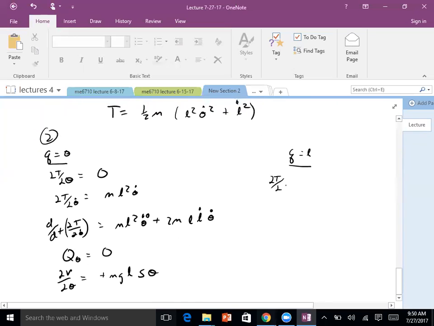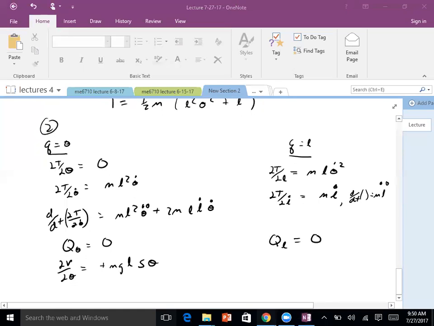Now I take the derivative with respect to L. I get the partial of T with respect to L, so it looks like I get m L theta dot squared. I need the partial T with respect to L dot, which is m L dot, and then the ddt of that thing is m L double dot. My Q sub L equals 0, and the partial of V with respect to L is going to be minus m g cos theta. I think I did that right.